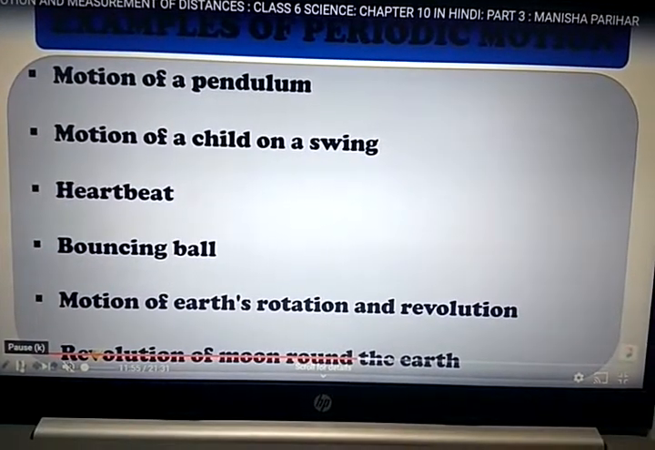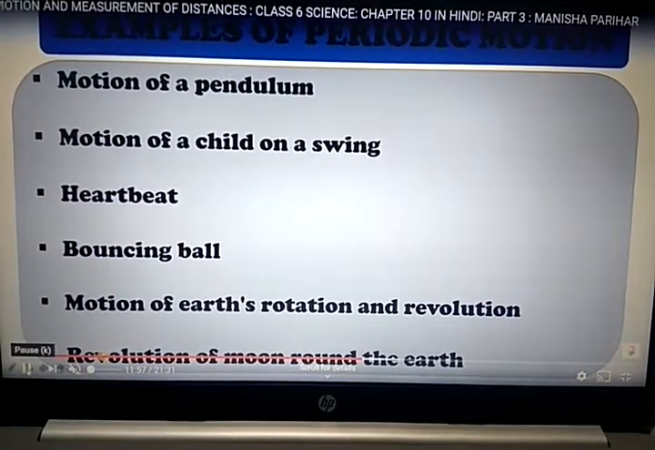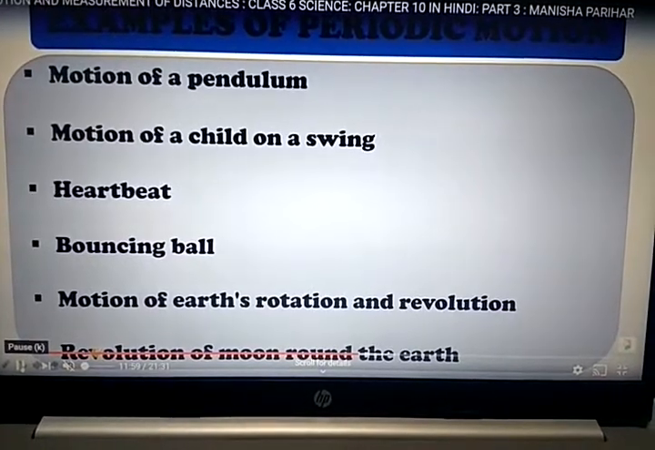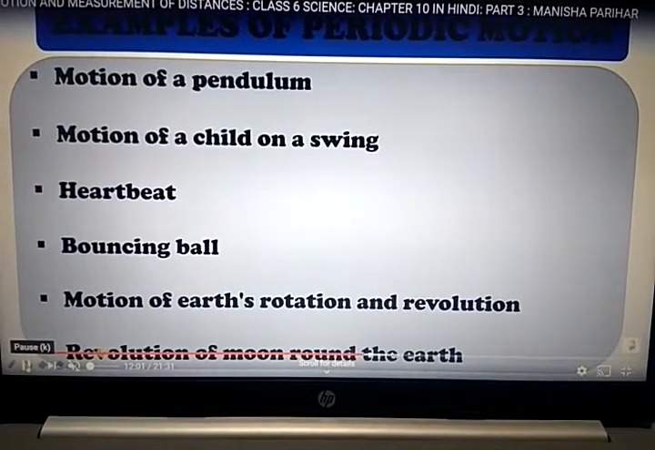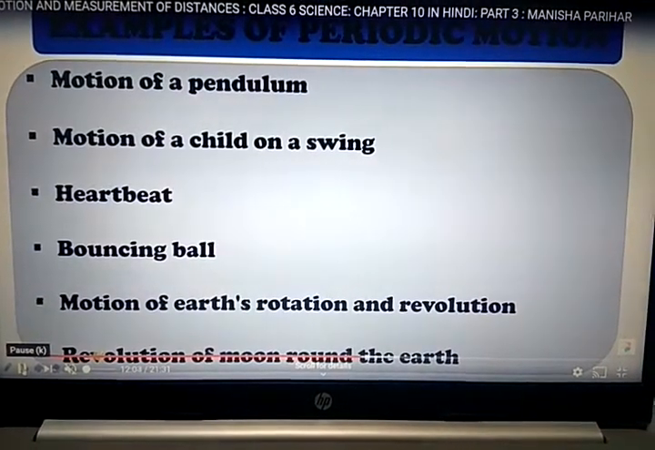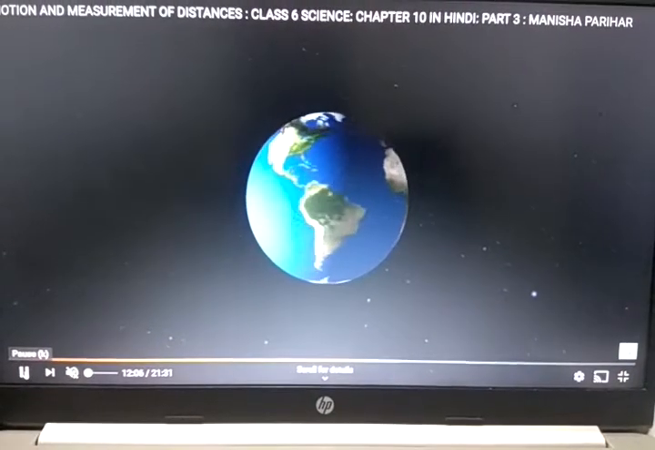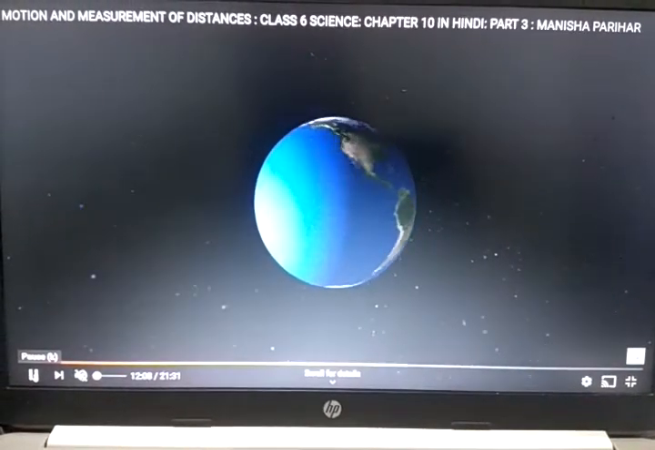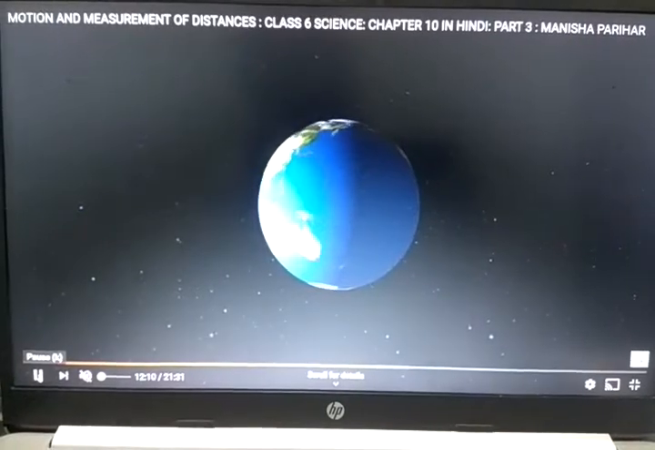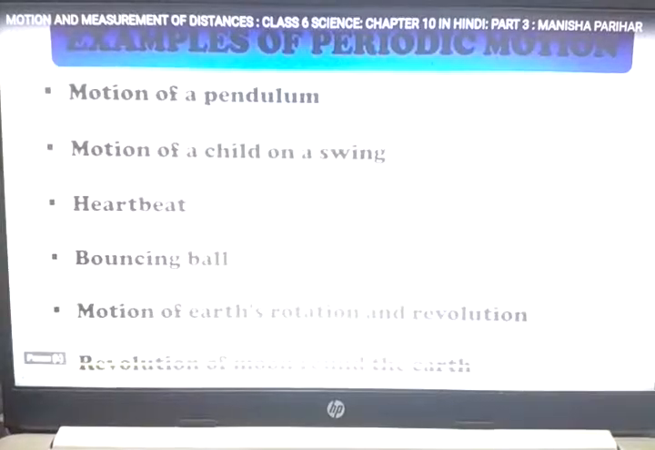Then motion of earth, rotation and revolution, and revolution of the moon around the earth. These are examples of periodic motion. You see here, this is an example of periodic motion.